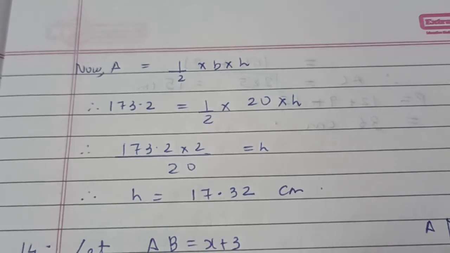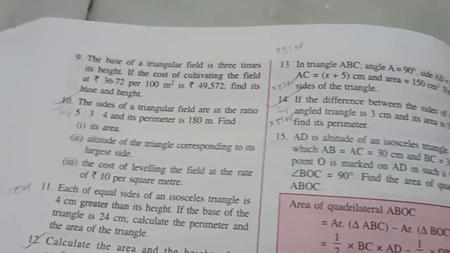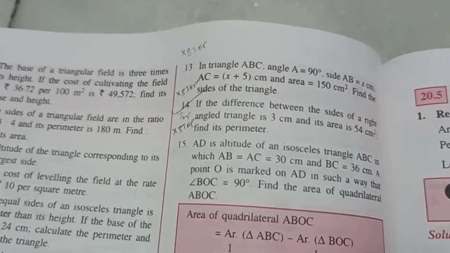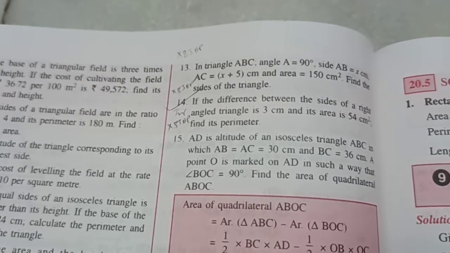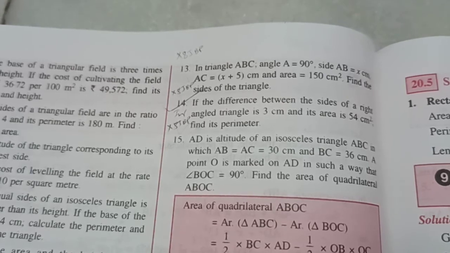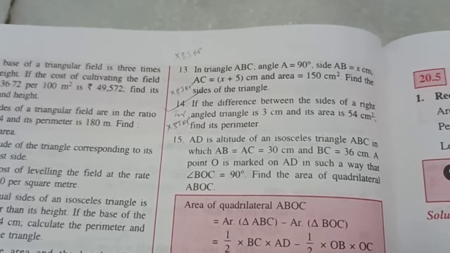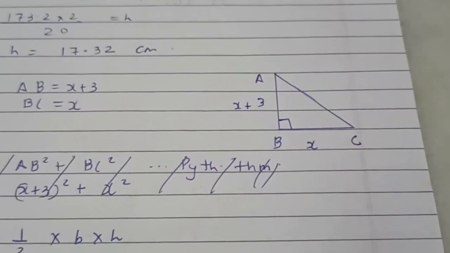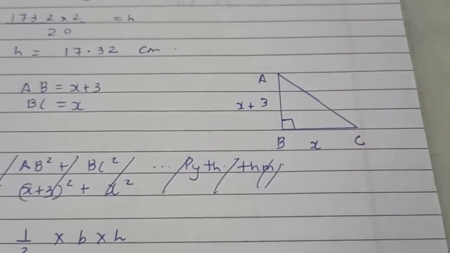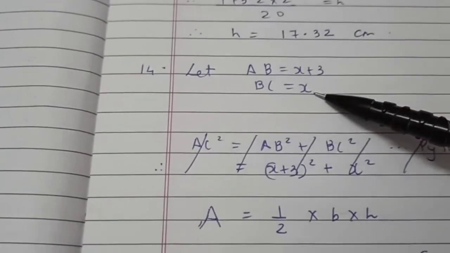Now the 14th sum. So the 10th sum was IMP, and so is the 14th sum, mark it as IMP. If the difference between the sides of a right angle triangle is 3 centimeters, its area is 54 centimeter squared. Find its perimeter. So we should draw a diagram here. It's a right angle triangle, let's say at B, and let's assume BC is x, so AB is x plus 3, because the difference between them is 3. We could have taken it as x minus 3 also, won't make a difference.